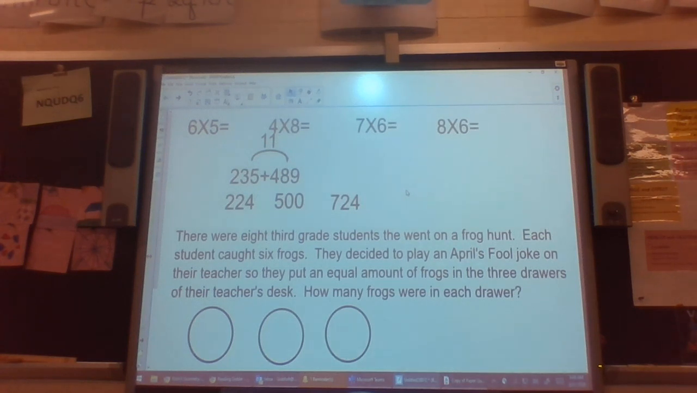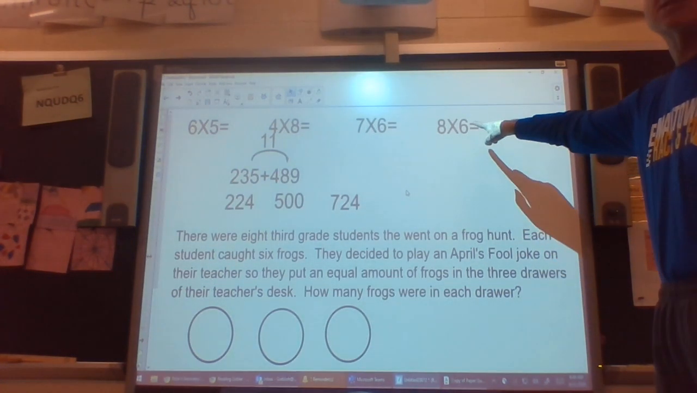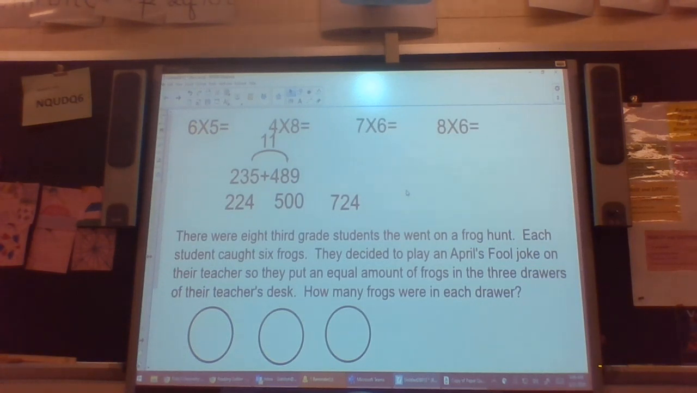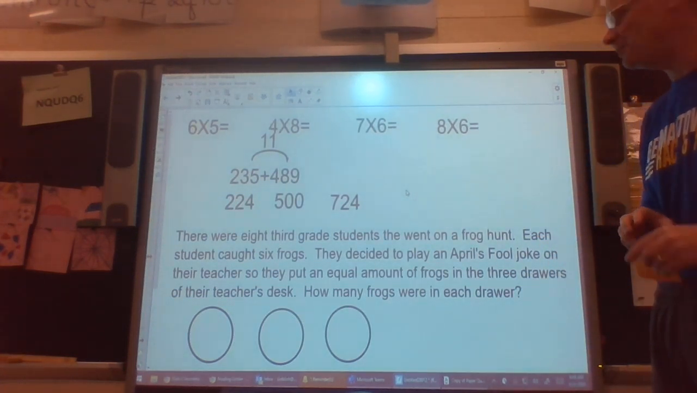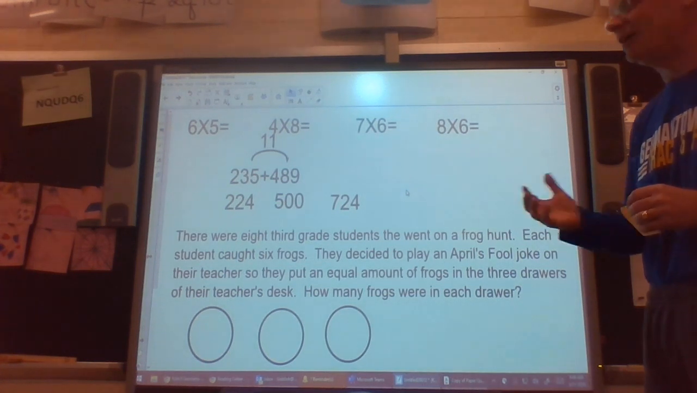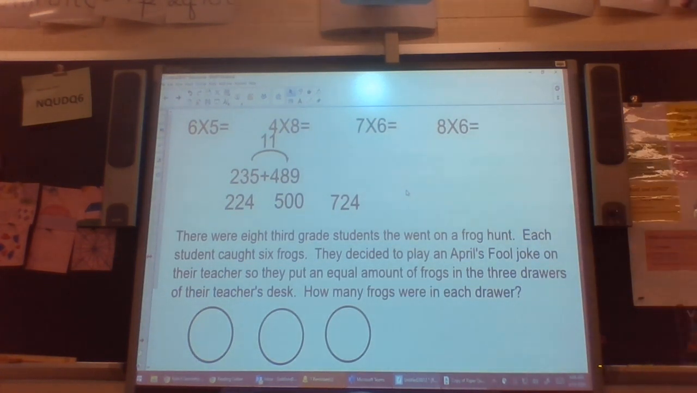For the word problem, there were 8 third grade students that went out on a frog hunt. Each student caught 6 frogs. I gave you the answer to that already. It's up here. They decided to play an April Fool's joke on their teachers, so they put an equal amount of frogs in the 3 drawers of their teacher's desk. How many frogs were in each drawer? So I went back up here and looked. Remember that problem? I had 48. Now I have 3 drawers and 48 frogs.